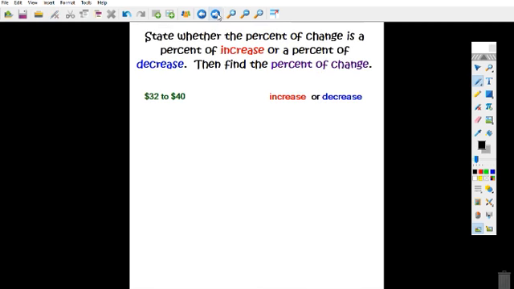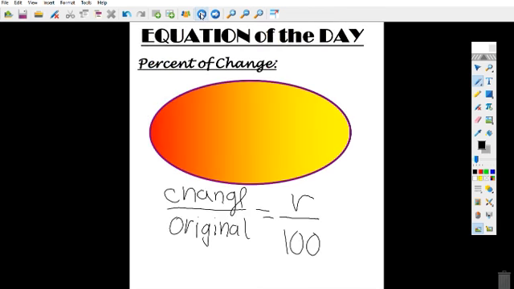So, we want to state whether the percent of change is an increase or a decrease. You are always going to get a positive number. We just need to look and see if it was a percent that increased or decreased. So, if we go from $32 to $40, that's an increase. We have more money. So we know it's going to be a percent increase. Now we just have to find how much. Remember our equation. We want change over original.